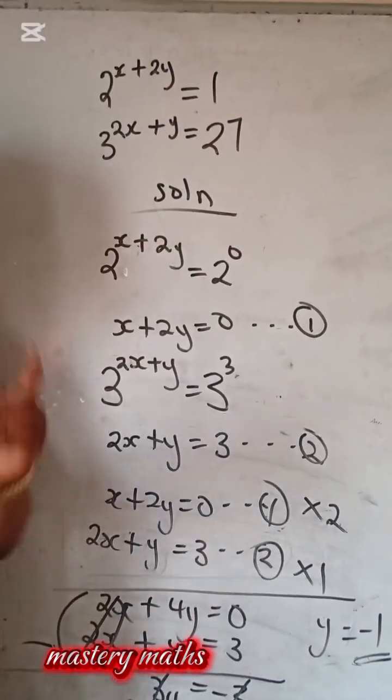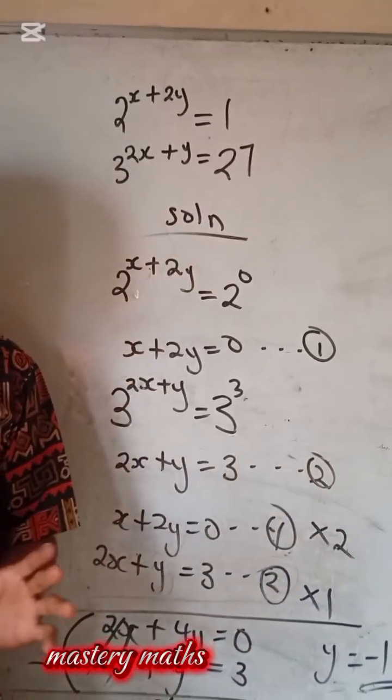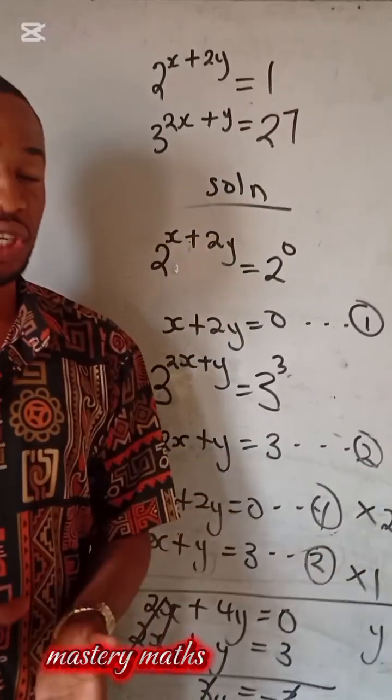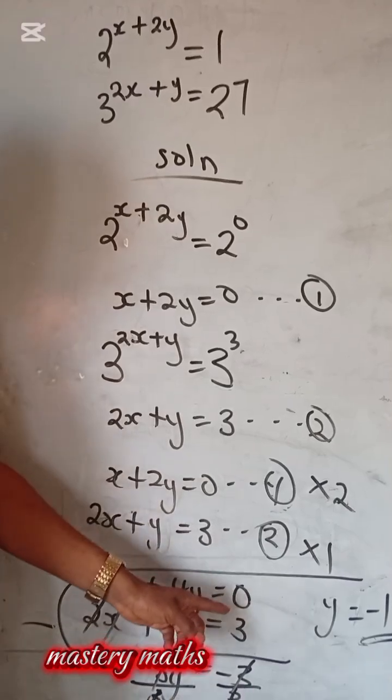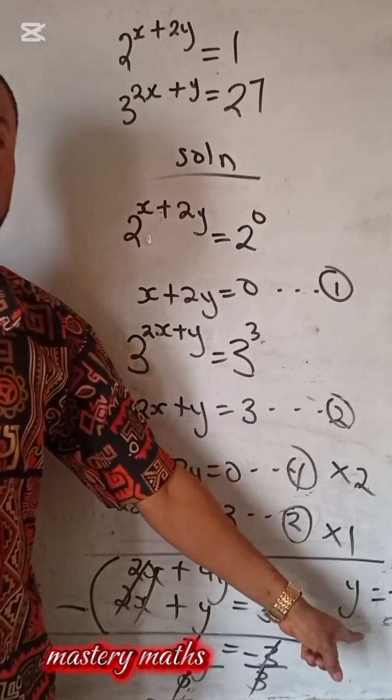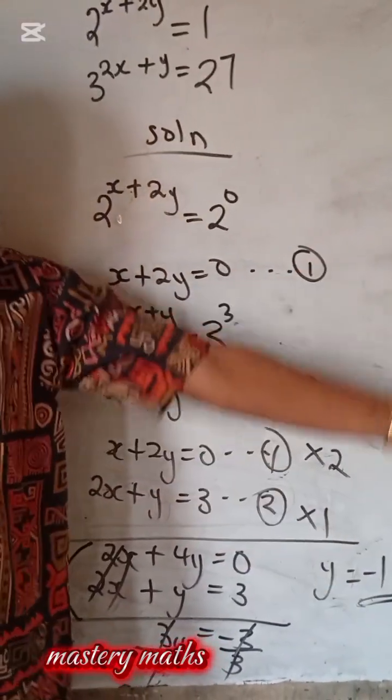Remember, I told you in simultaneous linear equations, we are solving for two things, two variables, x and y, or a and b, depending on which is being given to you. Here we have our x and y. And first I've solved for the y, which is equal to minus 1. Now let's solve for the x.